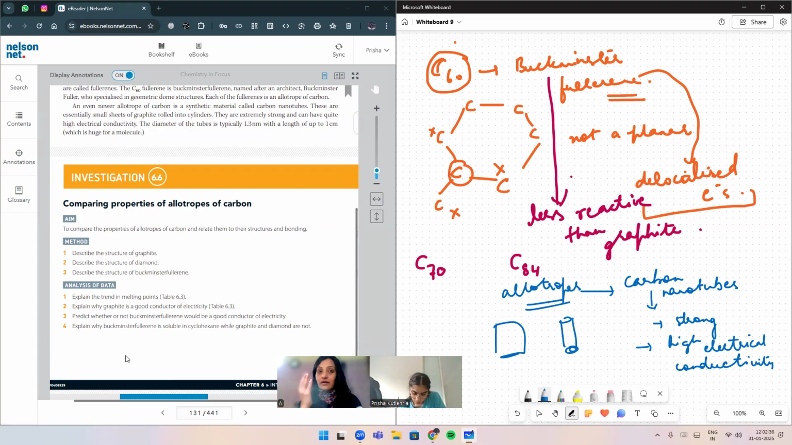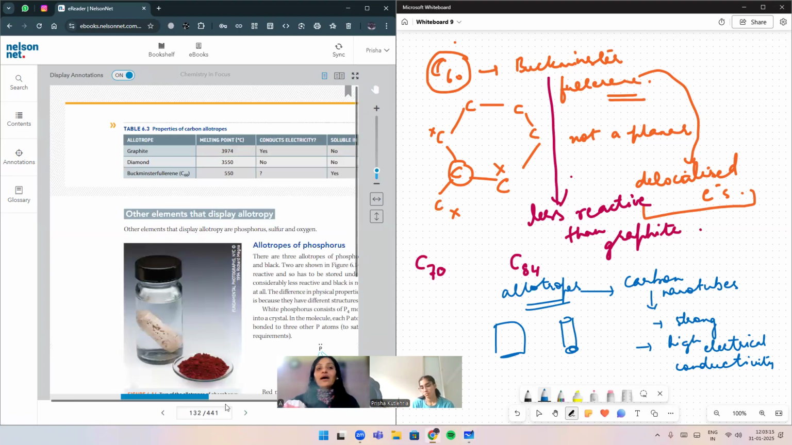Next, you have to compare the trend in the melting point. Then whether the particular allotrope is a conductor of electricity or not. Buckminsterfullerene, will it be a conductor of electricity or not? We have to consider this. And then Buckminsterfullerene is soluble in cyclohexane. Now, cyclohexane is another organic solvent. Because of the pure form of soot, it tends to get dissolved in organic solvent, but graphite and diamond are not, because they do not undergo evaporation and condensation, right? So now we are going to see allotropes which are shown by some other elements, right?